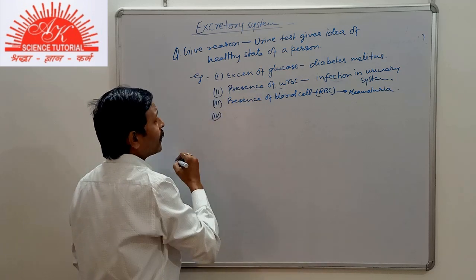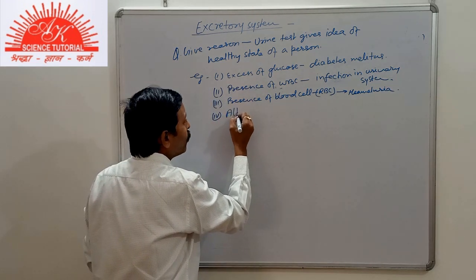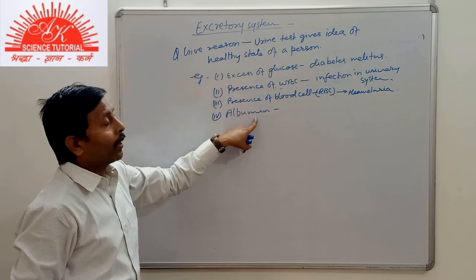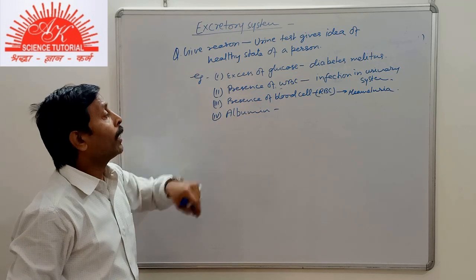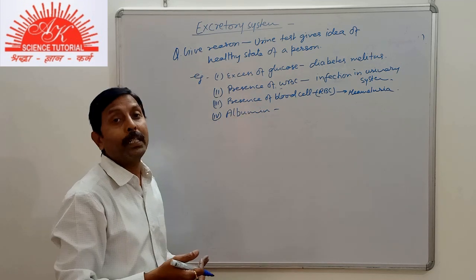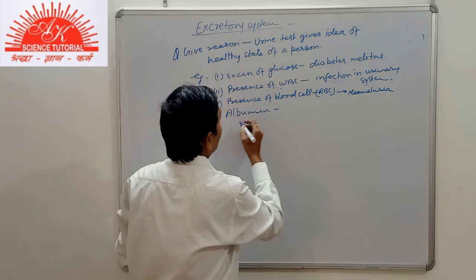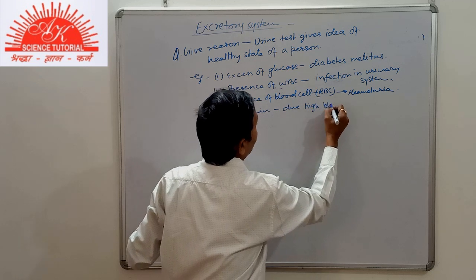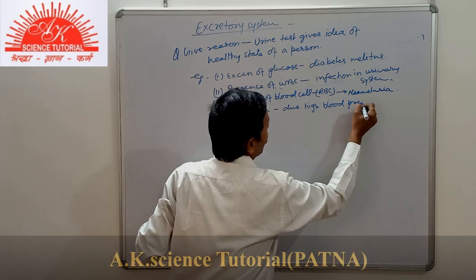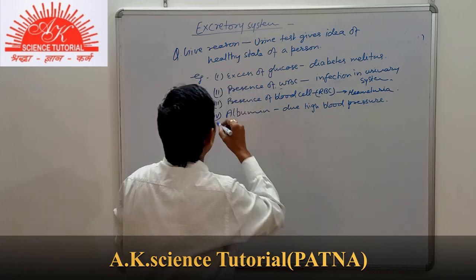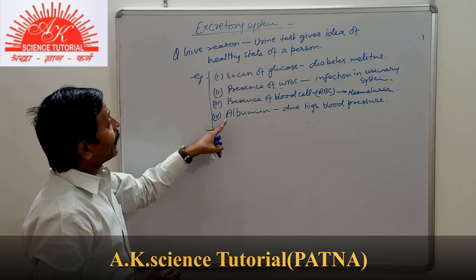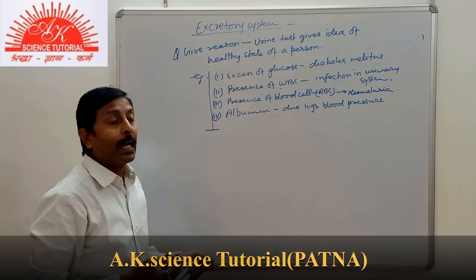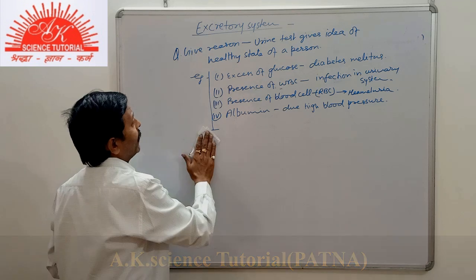Now, next, the presence of albumin, which is a kind of protein present in the blood, is due to high blood pressure or increased permeability of the kidney tubule. So just you see that the presence of different components in the urine indicates which part of the body is not working properly, and accordingly the doctor prescribes the medicine.